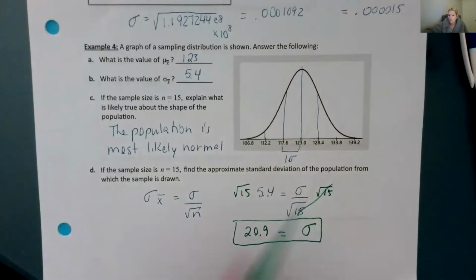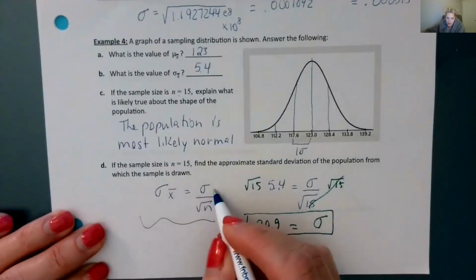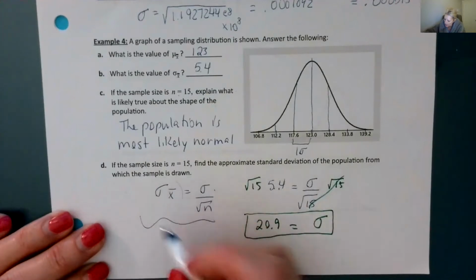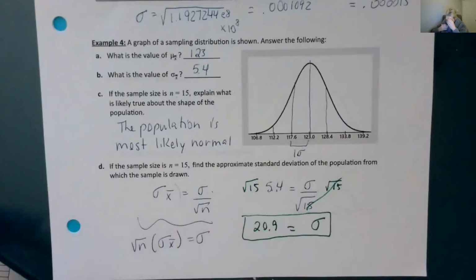So for future reference for yourself, if you don't know the standard deviation and you only know the standard error, you can just take the square root of n times the standard error, and that will give you the standard deviation of the population.